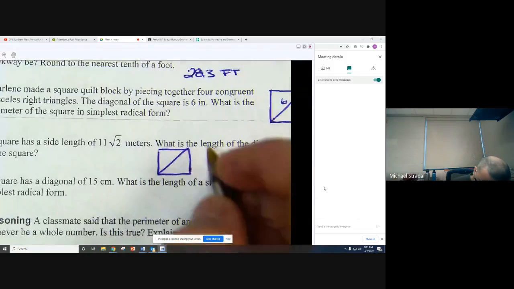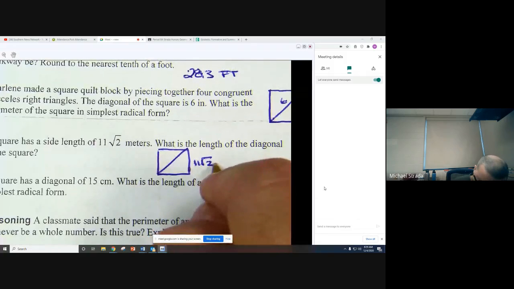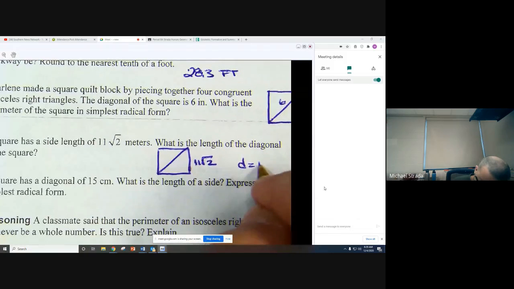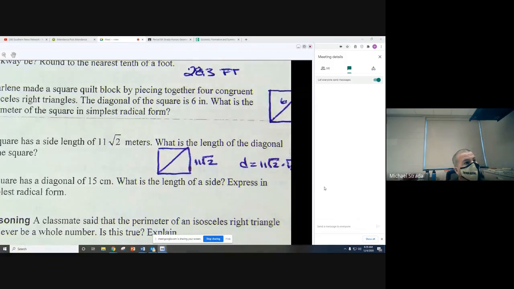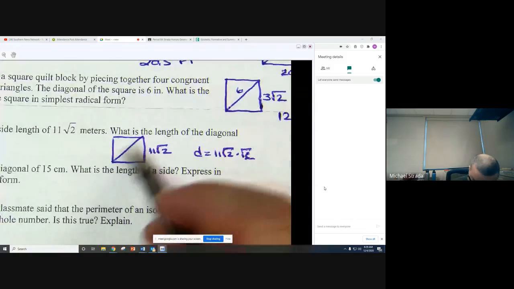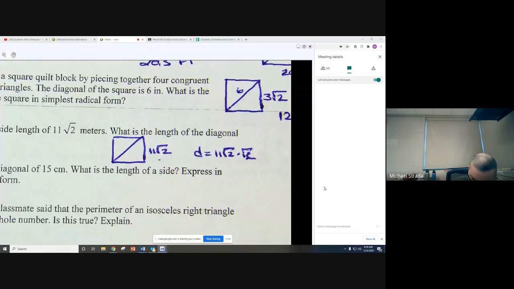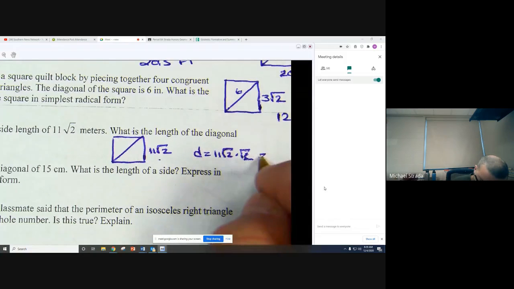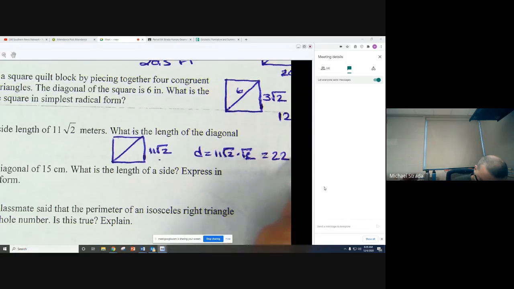All right, so the side length is 11 root 2. That means the diagonal would be 11 root 2 times root 2, because remember, the diagonal is the side length times root 2. Whenever I multiply the same radical by itself, it cancels out to give me 2. 2 times 11 would be 22 meters.